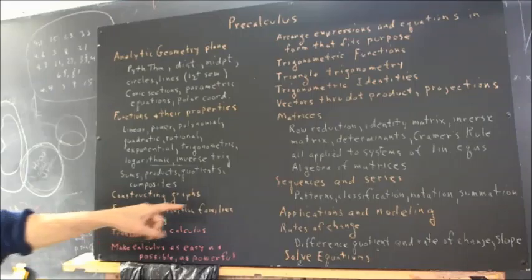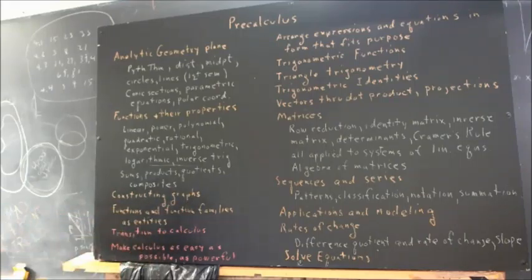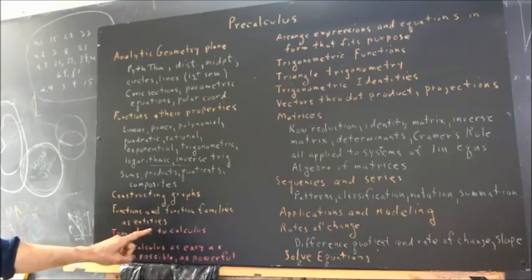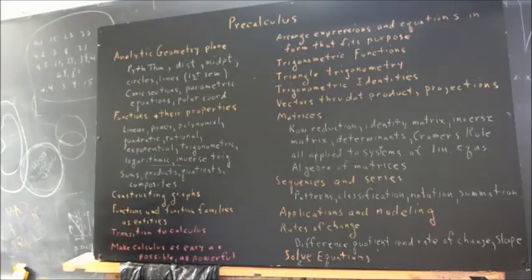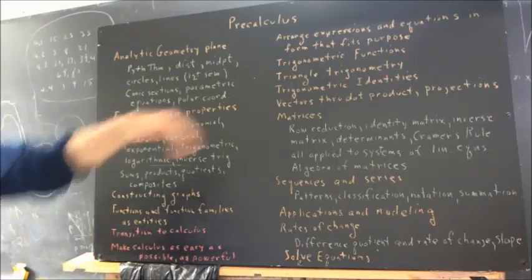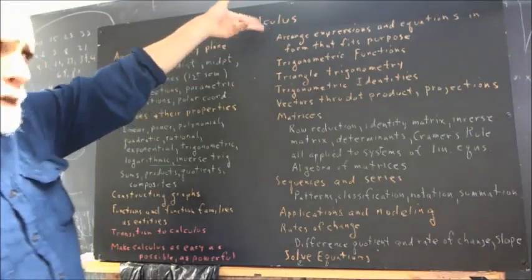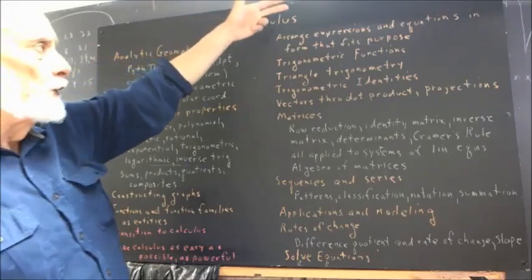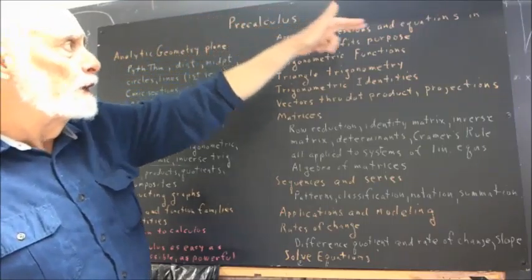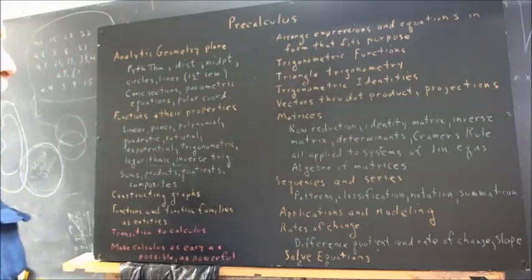I say functions and function families as entities. In a transition toward calculus, we need to understand the different types of elementary functions and the family of each of those functions. And we're not going to explain exactly what that means right now, but the functions and their families are mathematical entities and need to be understood as such. Okay? Need to be able to arrange expressions and equations in a form that fits a given purpose, whatever that purpose might be.